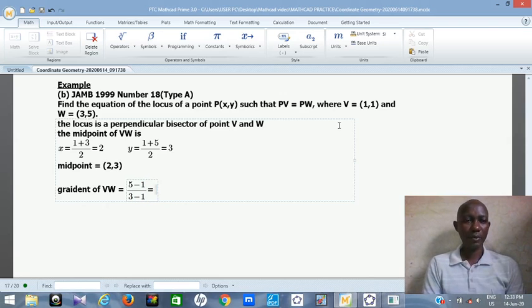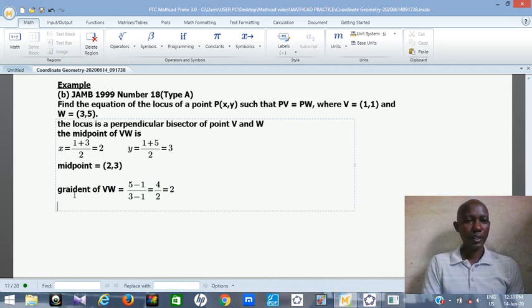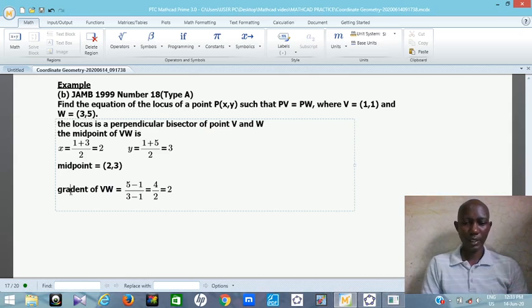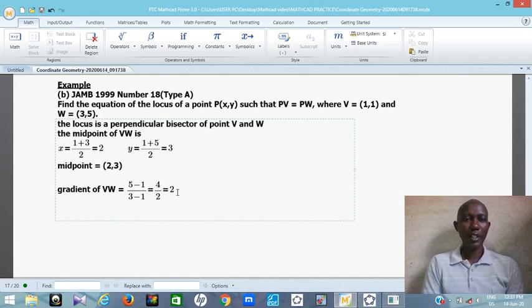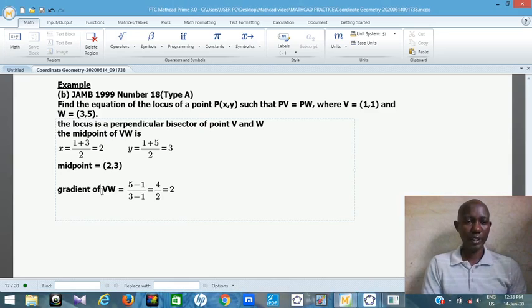Then without wasting time, the answer of this is 5 minus 1, you get 4. 3 minus 1 will give us 2. So 3 over 2, which is also equal to, so the answer is 2. So the gradient of line VW is 2. So let's put line here, gradient of line VW is 2.